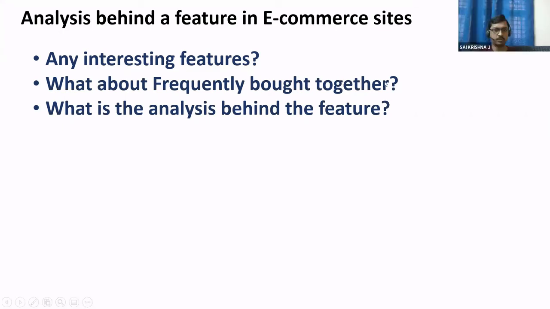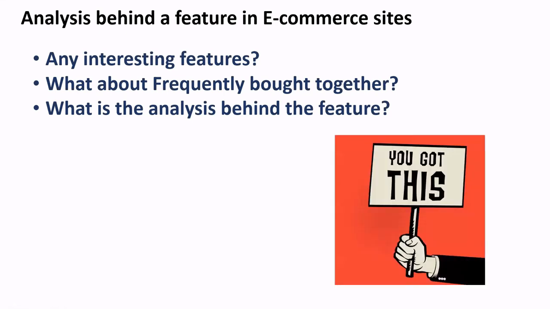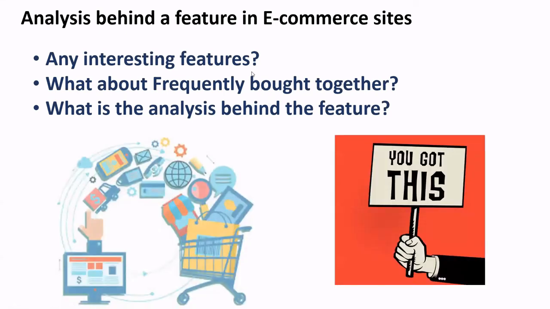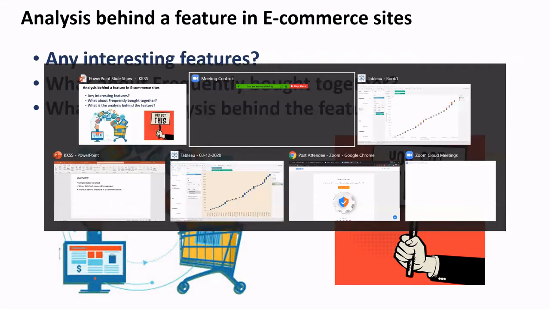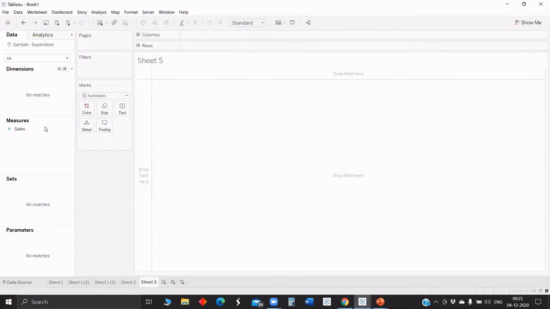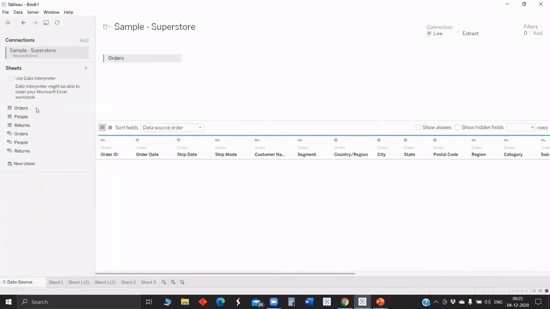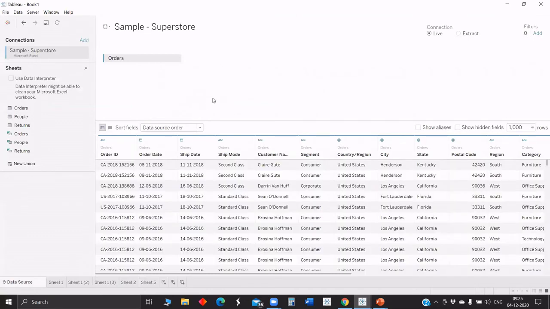They do something like market basket analysis, right, to come up with the recommendations. Yeah. So we'll see how to do market basket analysis in Tableau. For that, we have to do a self join with orders only, on order ID equal to order ID.